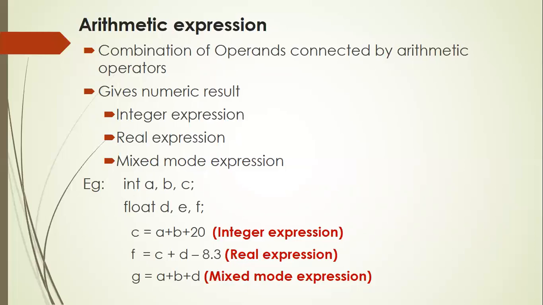The second case, F equal to C plus D minus 8.3. So here C and D are float variables and 8.3 is a float constant. Since all the three operands are of float type, the resulting expression is called a real expression. In the last case, A and B are integer, whereas D is a float type. That expression we call a mixed mode expression. For an integer expression, the result is always integer. For a real expression, the result is float type. And in the case of a mixed mode expression also, the result is float type.